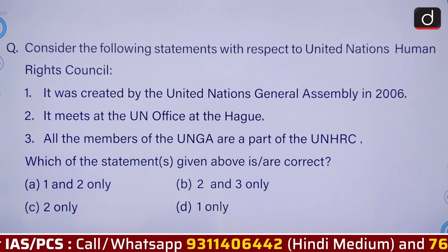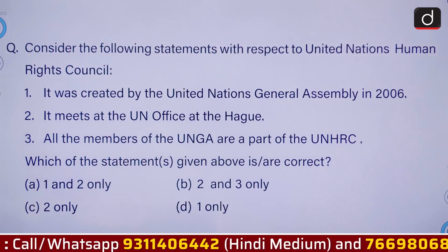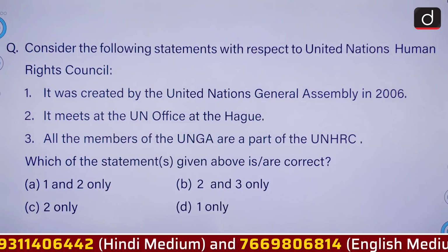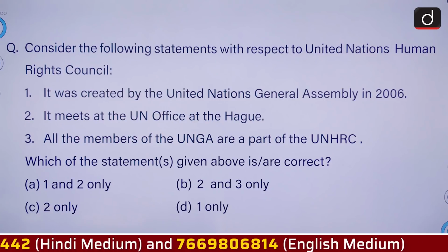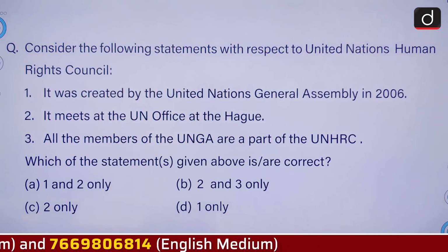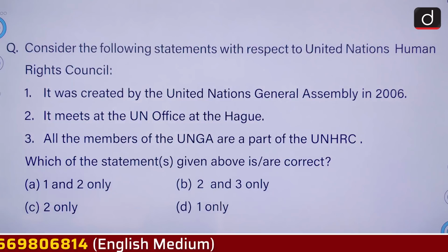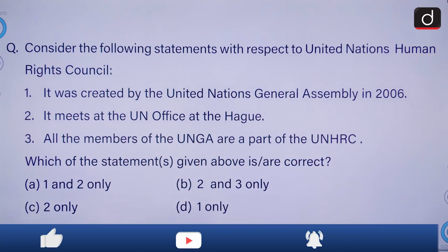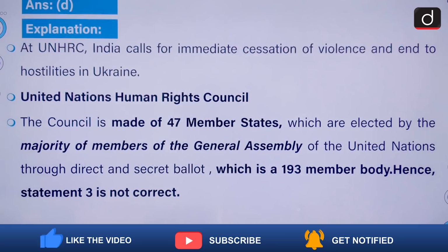Consider the following statements regarding the United Nations Human Rights Council. It was created by the United Nations General Assembly in 2006. It meets at the UN office at The Hague. All the members of the UNGA are a part of UNHRC, United Nations General Assembly. So, first, second, third. Out of these, only the first is correct. D is the correct answer.